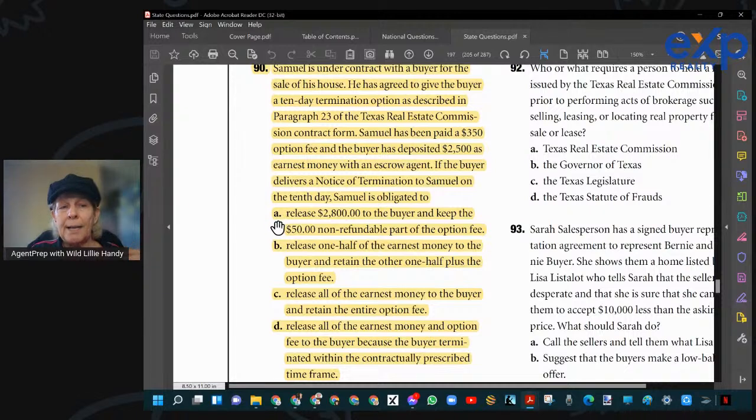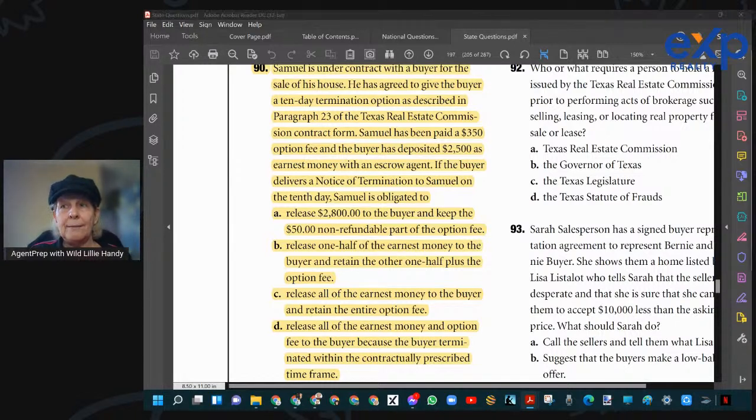Okay. So A. When the buyer does a notice of termination, what happens to the monies? A, release $2,800 to the buyer and keep the $50 non-refundable part of the option fee. B, release one half of the earnest money to the buyer and retain the other half plus the option fee. C, release all of the earnest money to the buyer and retain the entire option fee. D, release all the earnest money and option fee to the buyer because the buyer terminated within the contractual prescribed time. So what does an option allow the buyer to do? If you invest in stocks, you can buy stock options, right?